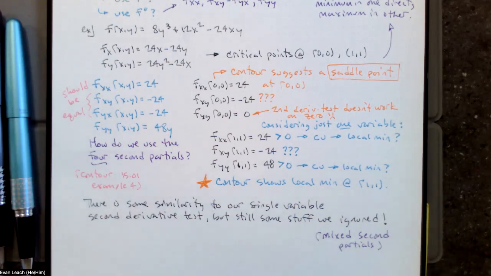So there is some similarity to our single variable second derivative test, but there is some stuff we ignored, like in particular those mixed second partials. How are they going to enter into things?